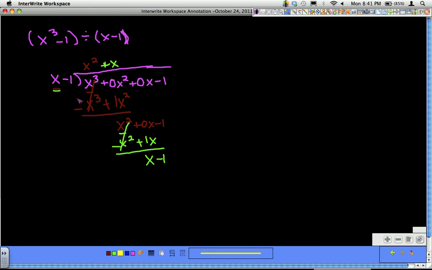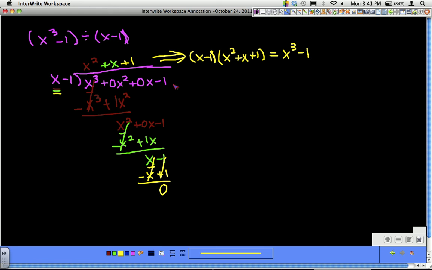And it just says first thing here, first thing here. X goes into x one time. Top times front. 1 times x is x. 1 times negative 1 is negative 1. Draw my line, change my signs, everything cancels, and there we go again. So this is telling me again, like on that last problem, I can do x minus 1, and I can multiply it by what I just got for my quotient, x squared plus x plus 1, and I should get what I started with underneath.